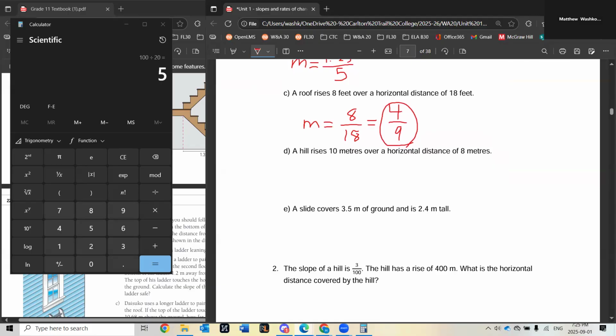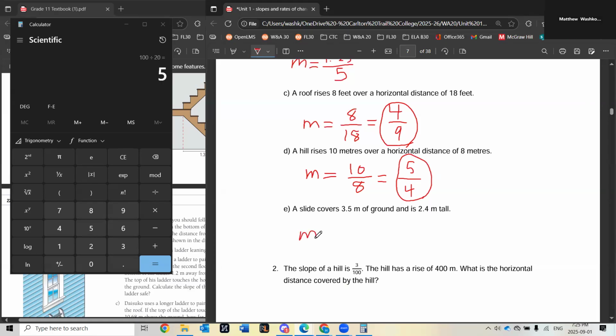Question D. A hill rises 10 meters over a horizontal distance of 8 meters. Now you might be looking at this weird. Wait, it rises 10, but it runs 8? The top number is bigger. What? No, that's fine. You can do that. Who cares? That's totally fine. That said, they're both even. Let's cut them in half. It's 5 over 4. I can't divide that any further. That's your final answer.